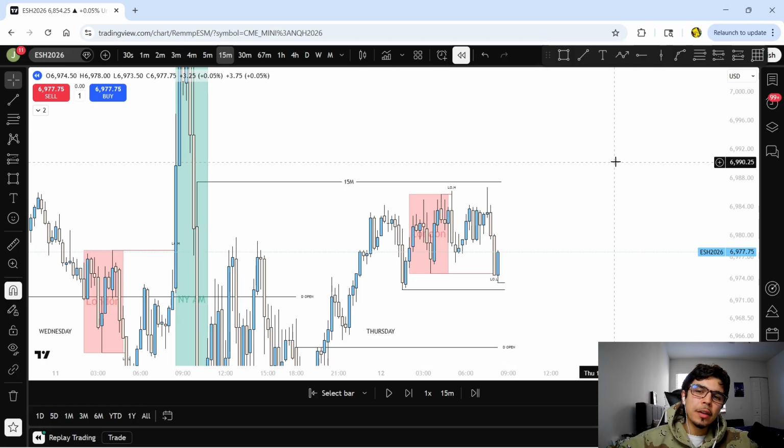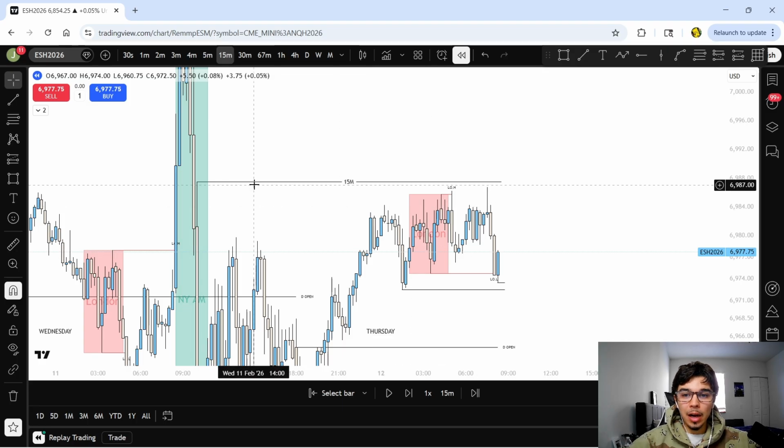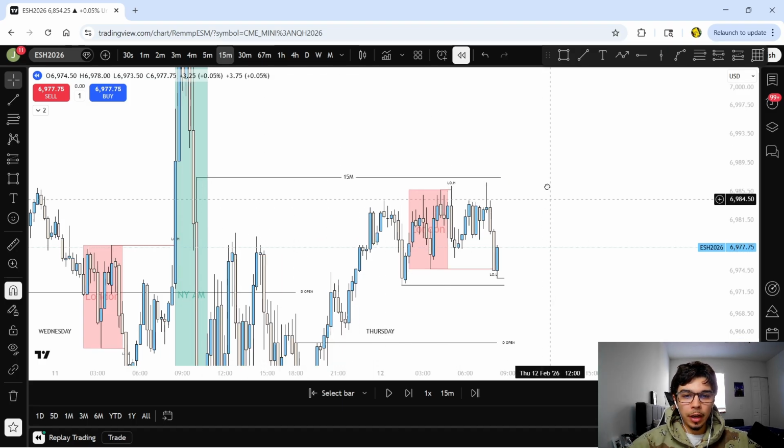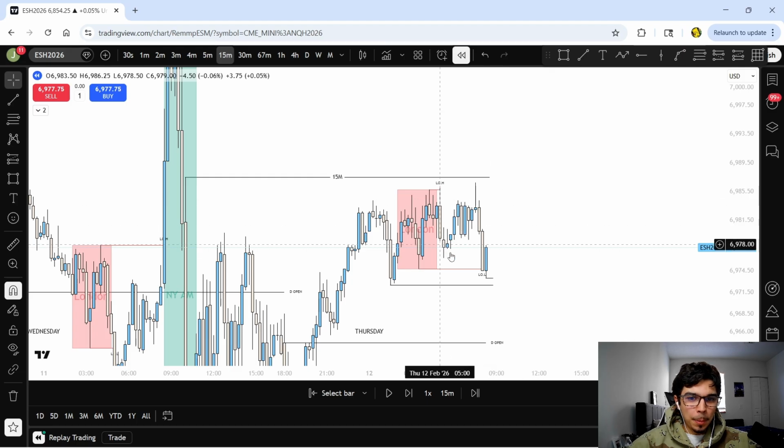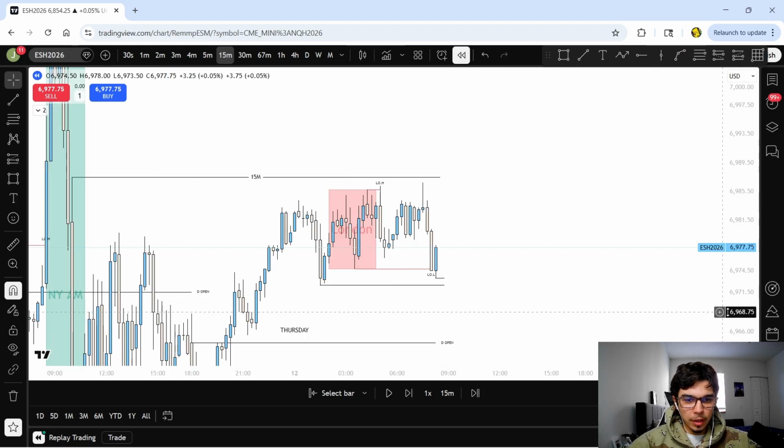Okay. What did we leave above though? What did London fail to take out? It failed to take out this 15-minute fair value gap. So at this point in time, I'm like, okay, if we can get a manipulation higher, I can then look for shorts. And now what did it also do?